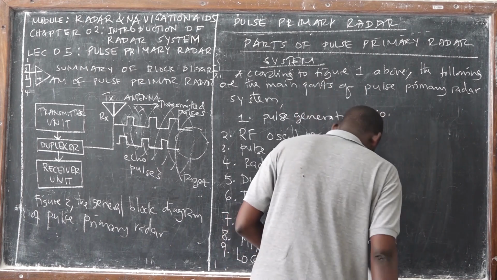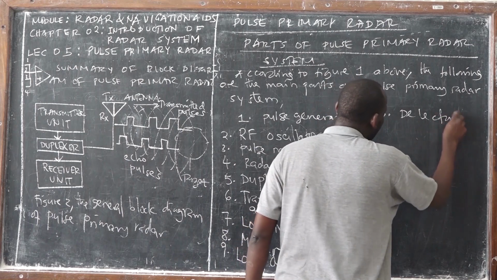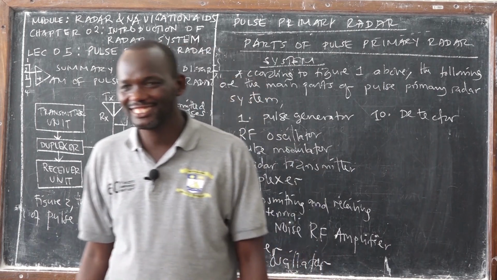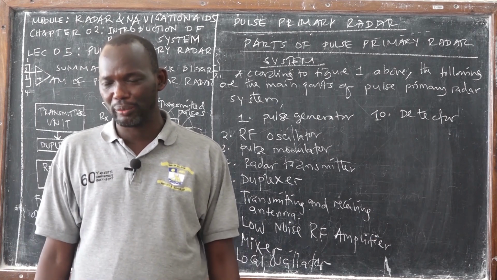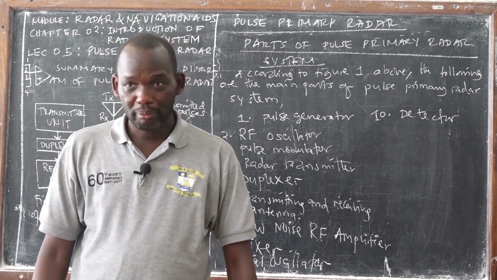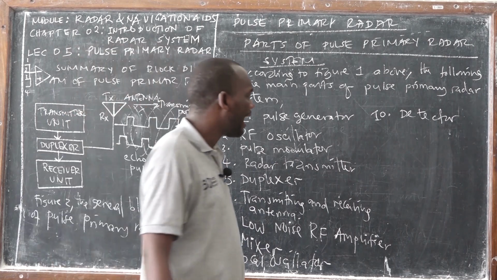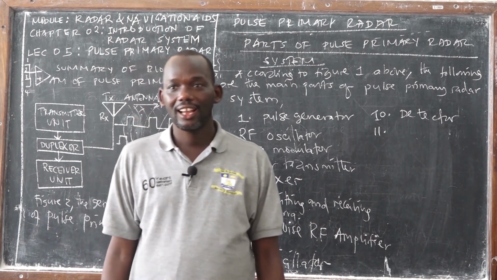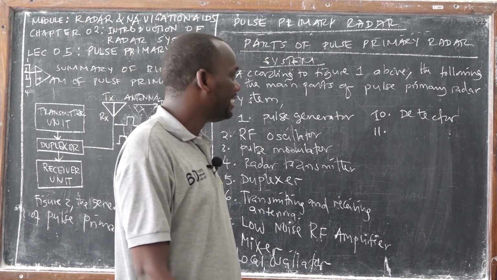Number 10. It's called what? A detector. Say detector. Have you ever heard detector in telecommunication engineering? What is the meaning? What do we use to make a detector? Sensor. Demodulator. So a detector is a demodulator.